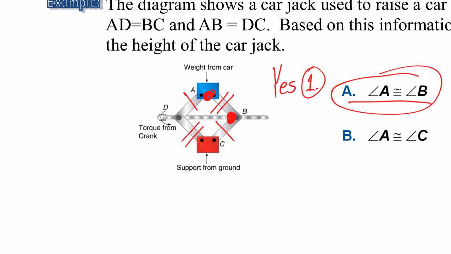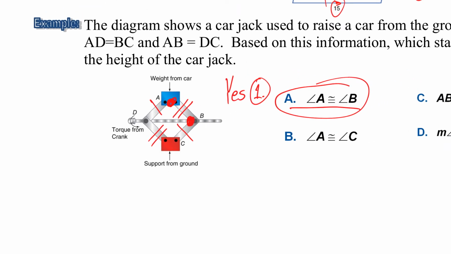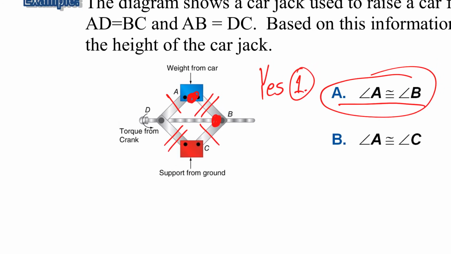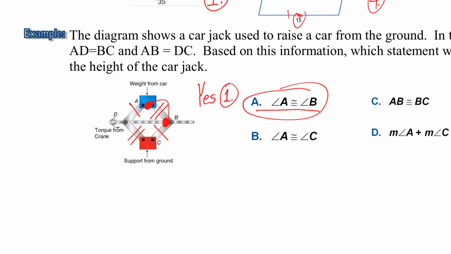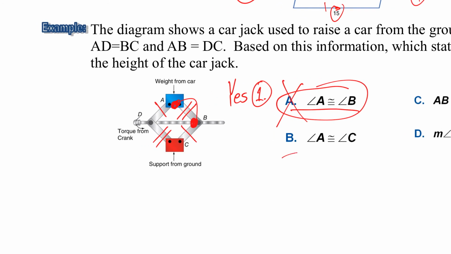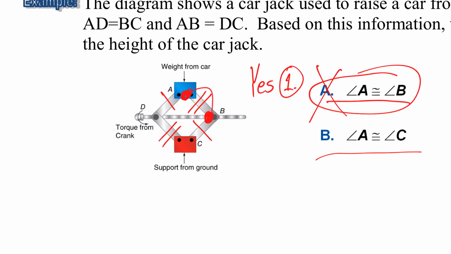Okay, so are angle A and angle B always going to be congruent? No. Remember we talked about this. What do we know about angle A and B? What will always be true of these two in a parallelogram? They're going to add up to 180. That's right. So this one is not true always. Okay, answer choice B right here says that angle A and angle C are always going to be congruent.